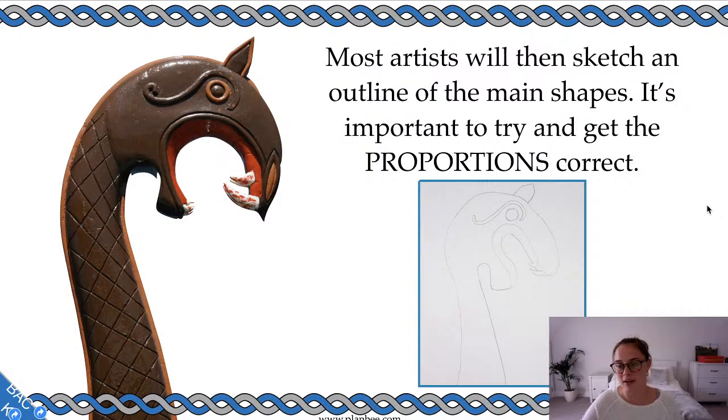So most artists will then sketch an outline of the main shapes. It's important to try and get the proportions right. Okay, so think about proportions. What do we mean by that word, proportions? Have a little think, maybe tell the person next to you, maybe mum or dad if you're there, or anyone that's with you. What does proportions mean, do you think? Let me know in the chat if you know.